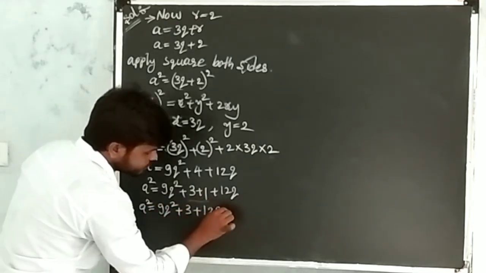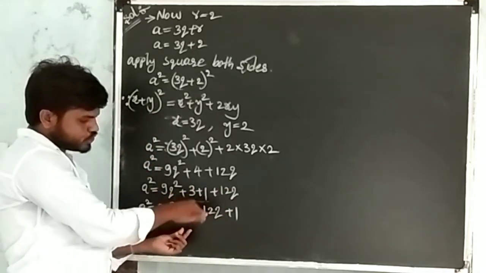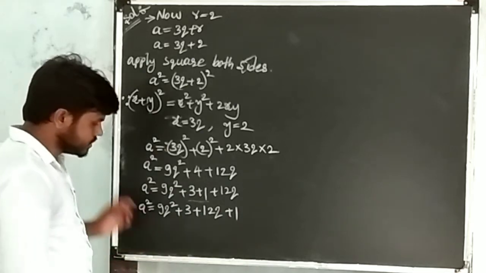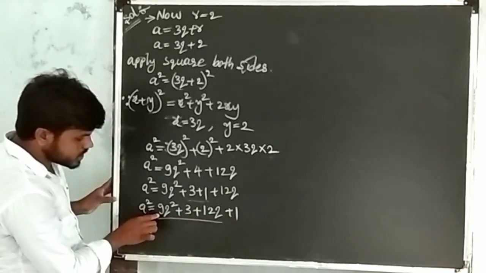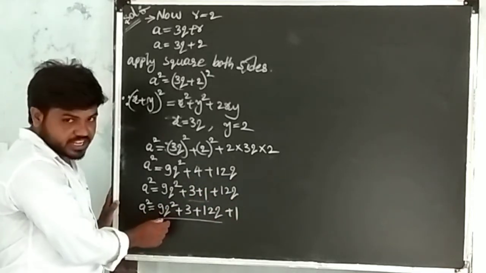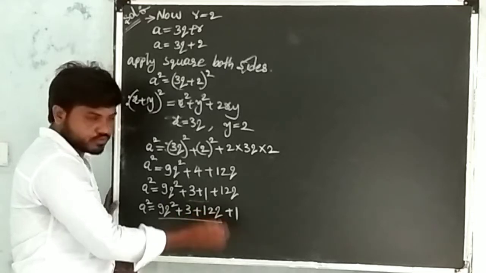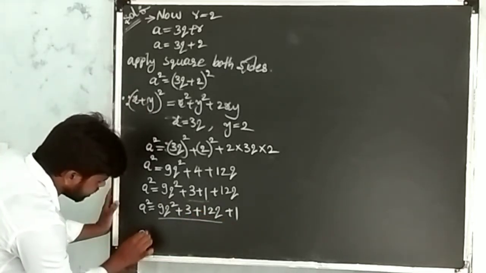I am writing this plus 1 last. See, 9q square plus 3 plus 12q plus 1, I wrote last. From these 9q square plus 3 plus 12q, take 3 outside. Okay, take 3 common from 9q square plus 3 plus 12q.